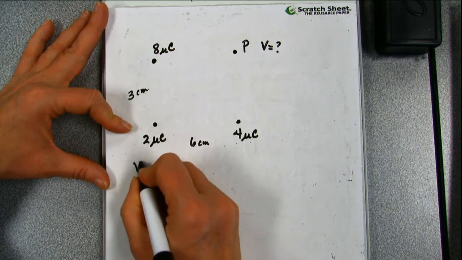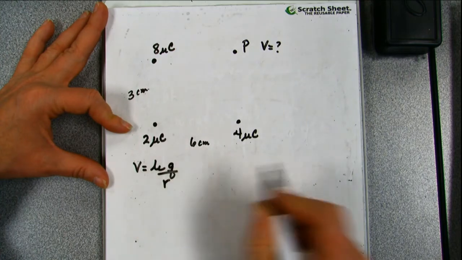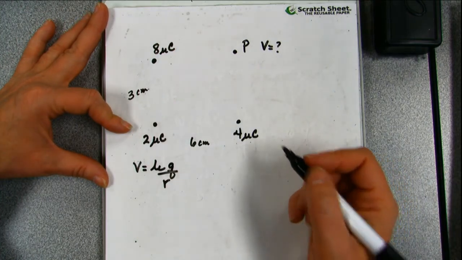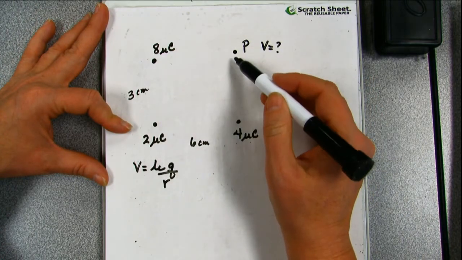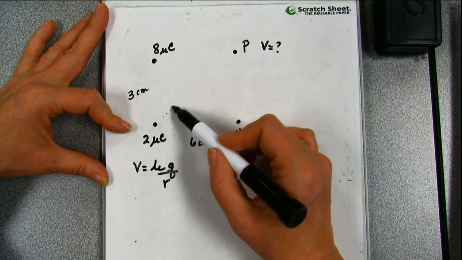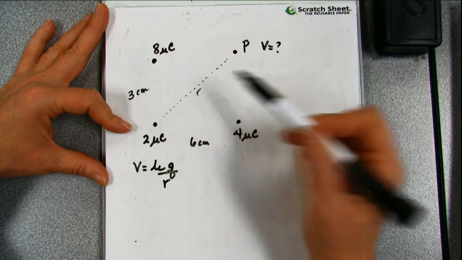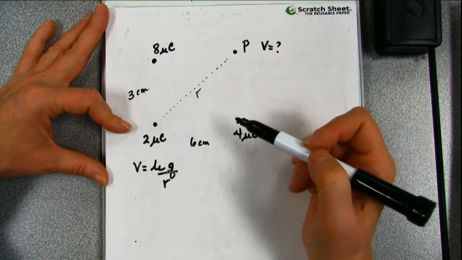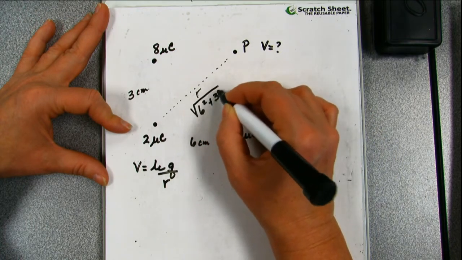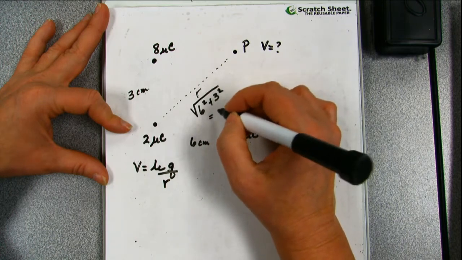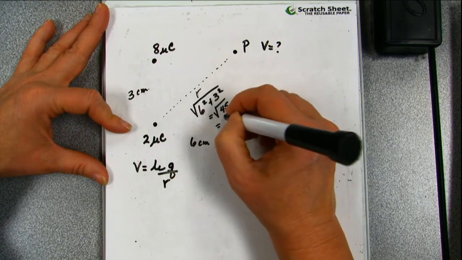So we know that potential in general is going to be KQ over R. So I got to figure out my R's, right? Well, this one's easy. That's going to be 6. This one's easy. That one's going to be 3. It's this R that's going to be a little complicated, because this is going to be an R that I got to know. Well, that's easy enough, because that's just going to be the square root of 6 squared plus 3 squared, which is going to give me the square root of 45, which is going to give me 6.7.